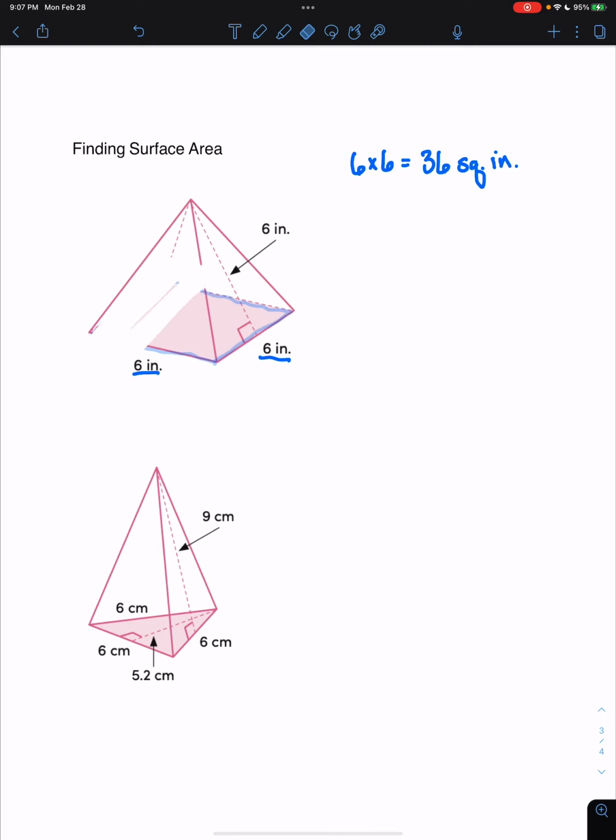Now, let me take off some of my drawings here. And let's talk about the faces. Now, as I said in a previous video, when we look at the net of this pyramid, we see that the faces are in the shape of triangles. And because this is a square pyramid, all of the triangles have the same base and the same height. So, you can see that one of them is marked here. So our base is 6 inches and our height is 6 inches.